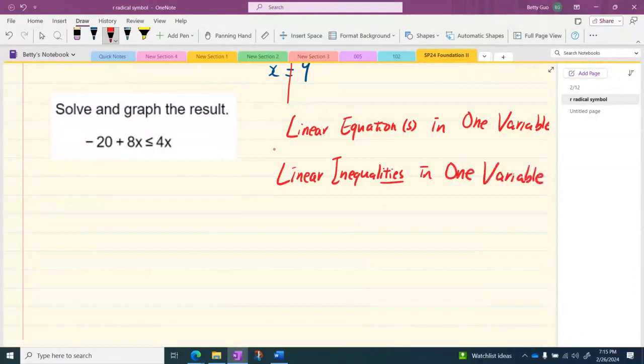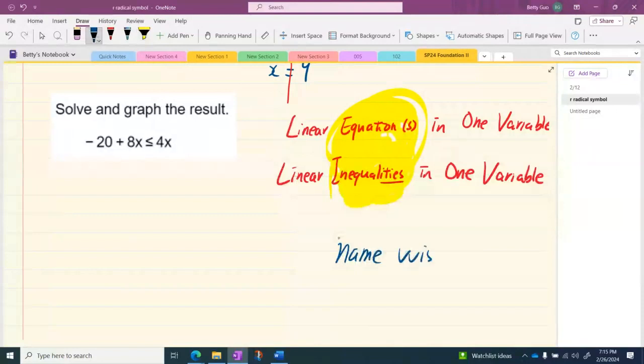I put the two things together, align them like that, because I want to show you the relationship between the two. Name-wise, the two things only have one word different. This is equation, this is inequality. All other words are the same. Linear, one variable, right? The only word that is different is equation versus inequality.